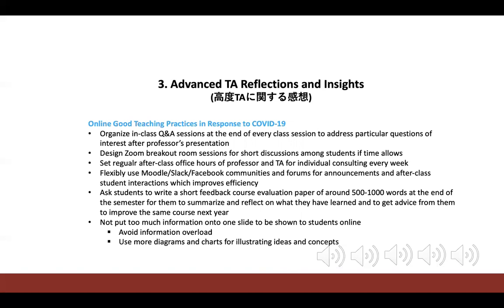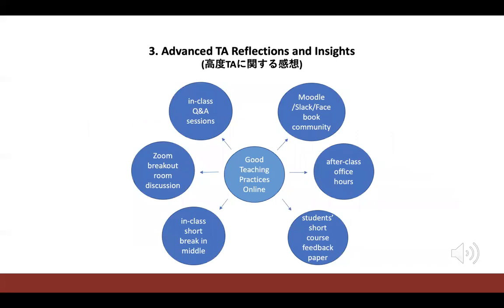Fifth, ask students to write a short feedback course evaluation paper of around 500 to 1,000 words at the end of the semester for them to summarize and reflect on what they have learned and to get advice from them to improve the same course next year. Finally, it is important to not put too much information onto one slide to be shown to students online. This avoids information overload, and try to use more diagrams and charts for illustrating ideas and concepts. This diagram is a summary of the 6 practices I just mentioned.